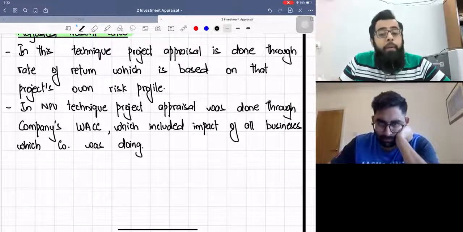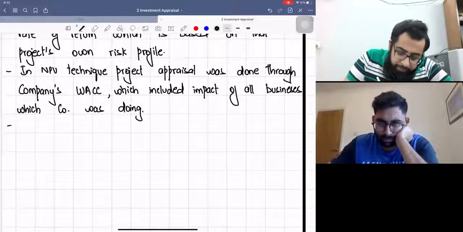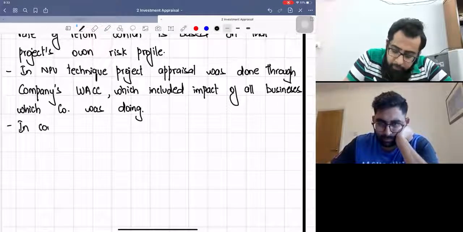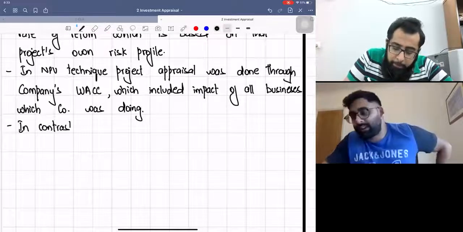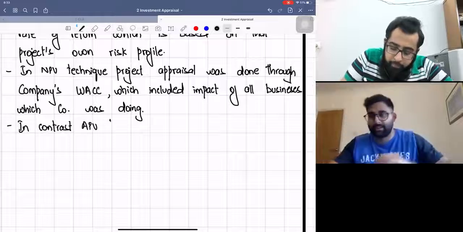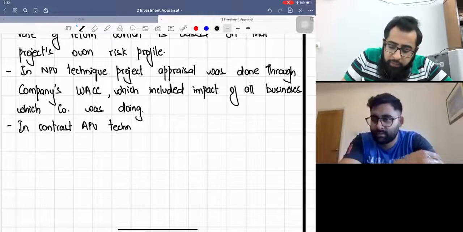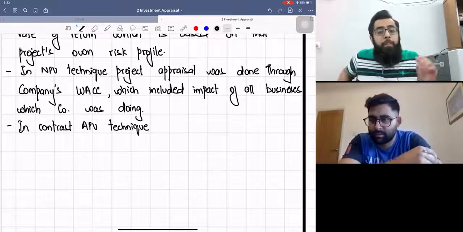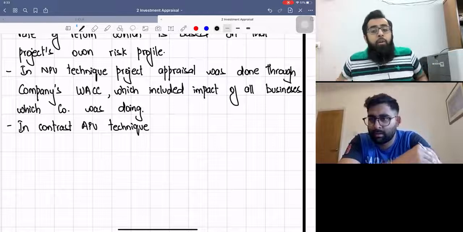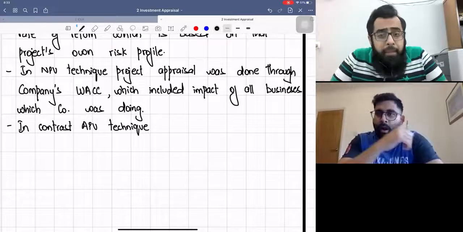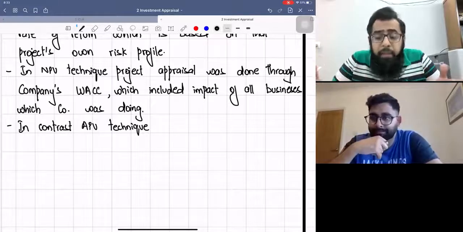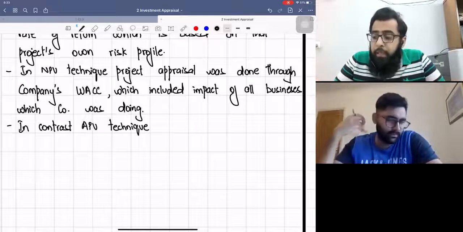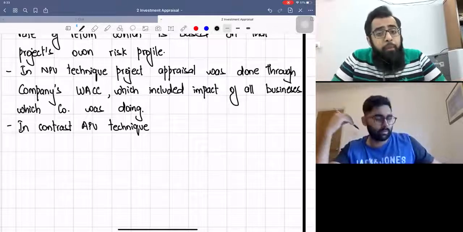Now, in contrast, the APV technique assumes... So normally in NPV they gave us the cost of capital, didn't they? Even if we calculate the cost of capital in the NPV technique, we calculate it by considering the company as a whole. We consider the capital structure of the company as a whole. The APV technique says that this is the wrong approach.